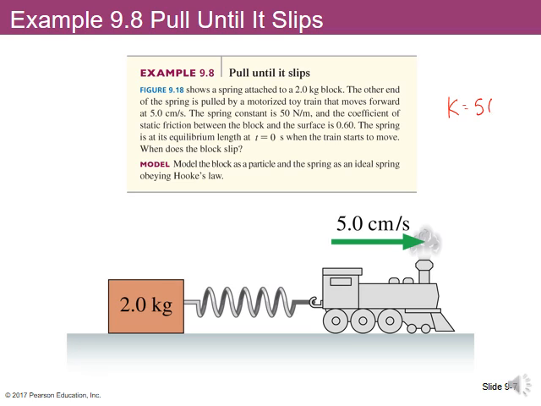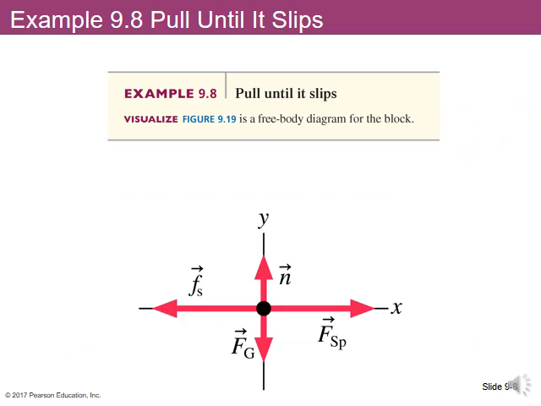So write down that K is 50 newtons per meter. Our coefficient of friction is 0.6. And we want to know at which point does the block actually begin to slip? How long is it going to take until the block slips? Because eventually the spring is going to exert enough force to pull it.